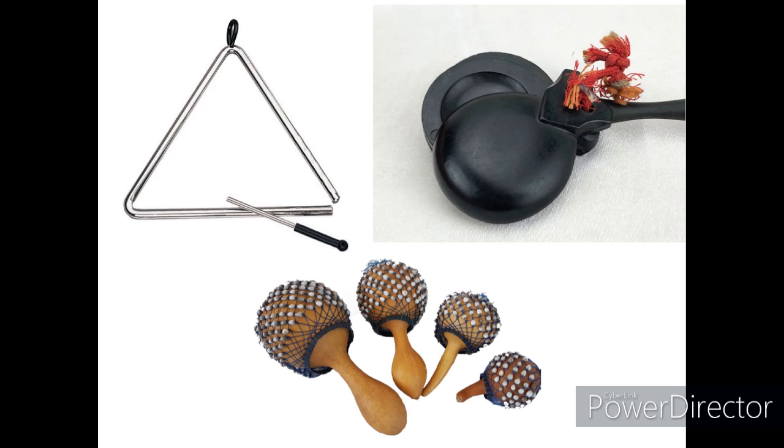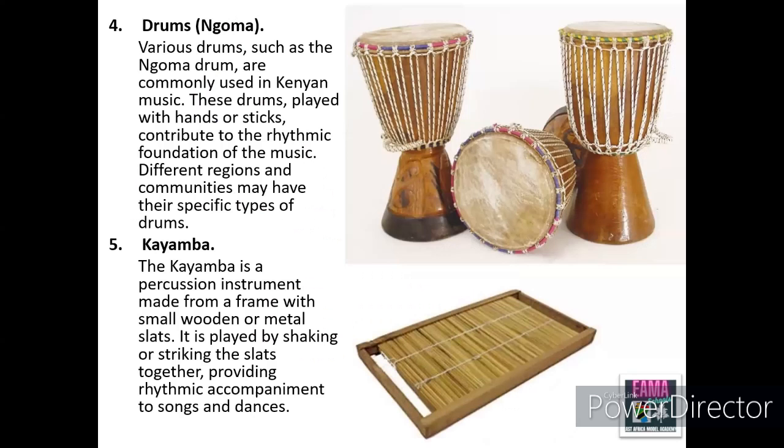On your screen you can see 3 more non-melodic percussion instruments. On the left of your screen we have the triangle, on the right we have the clappers, and below these we have the shakers. 4. Drums and ngoma. Various drums, such as the ngoma drum, are commonly used in Kenyan music. These drums, played with hands or sticks, contribute to the rhythmic foundation of the music. Different regions and communities may have their specific types of drums.